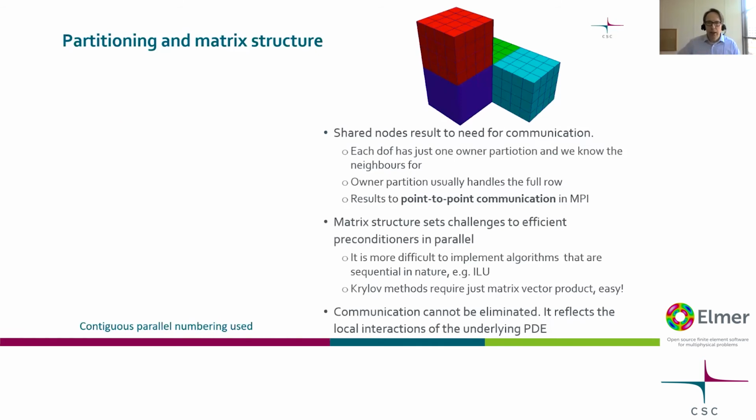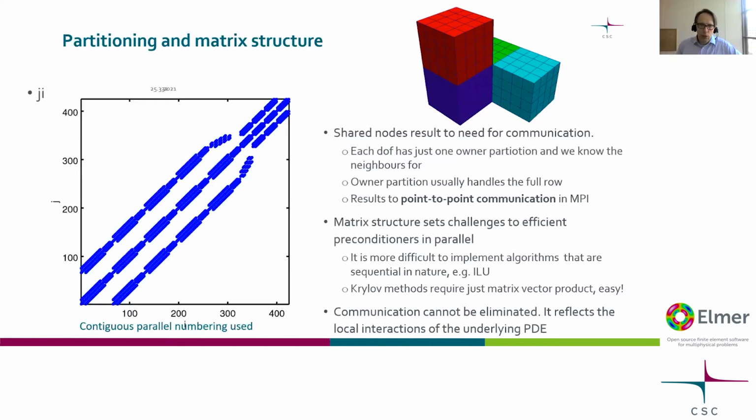So a good question is, how does the partitioning affect the matrix structure? So, you know, we are working with sparse matrices. So if we would have a serial mesh, we would be looking at something like this. So you can see that, because this is regular, the numbering of the degrees of freedom has a certain pattern, and you can see this in the bandwidth of the matrix.